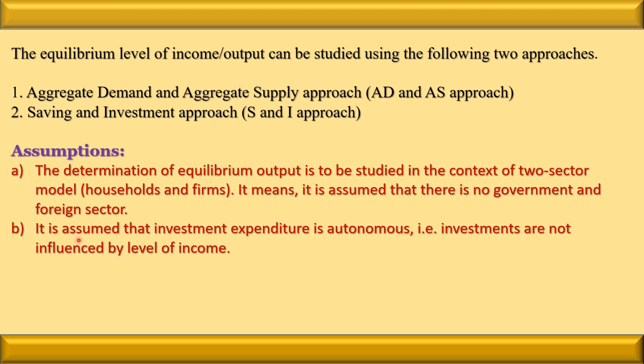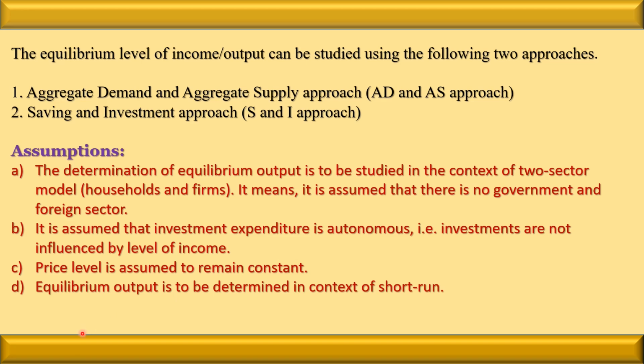Assumption 2 is that investment expenditure is autonomous. When I say autonomous investment, it means investment is constant. Investment will not change with the income. Third assumption is that the price level remains constant, unchanged. Fourth assumption is that equilibrium output is to be determined in the context of short run, not long run.